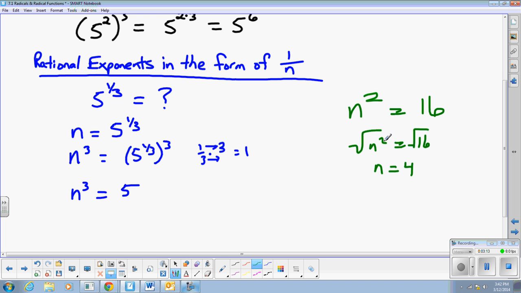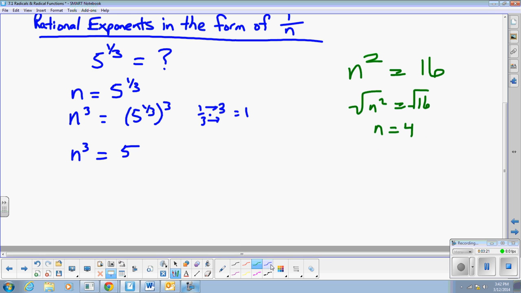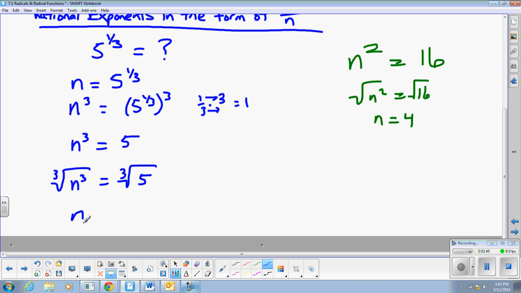So now, applying this idea, since I did the square root of n squared, I'm not going to do the square root of n cubed. What am I actually looking for here? I am looking for the cube root. I will now cube root each side. So I do a little 3, and then I put my radical symbol, and on the inside I put n cubed, and then that equals the cube root of 5. So now when I do this, I can say that n equals the cube root of 5.